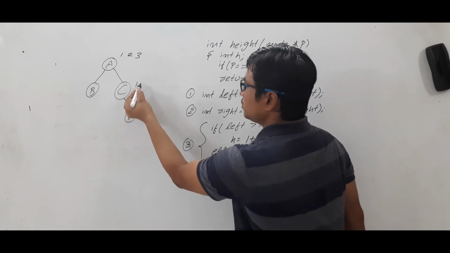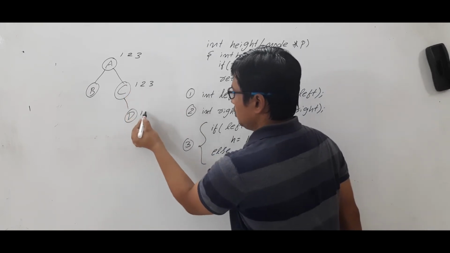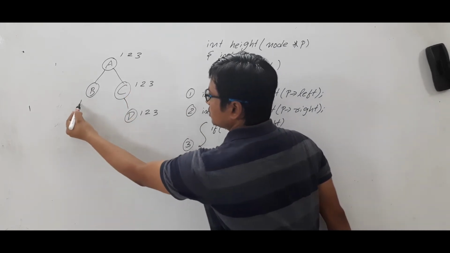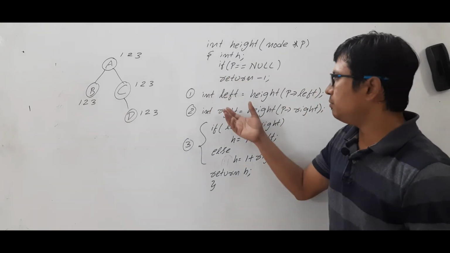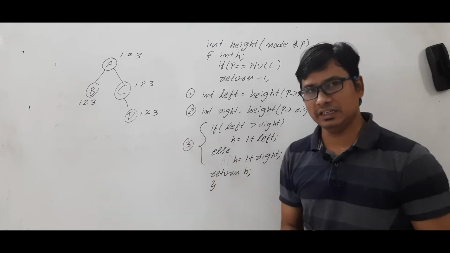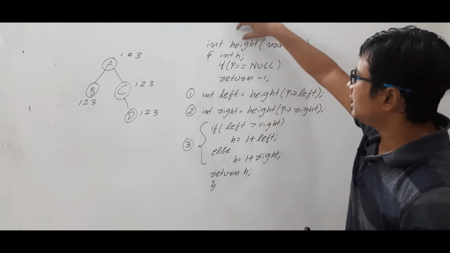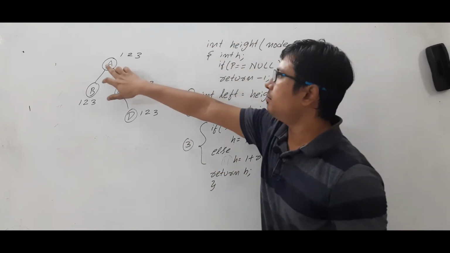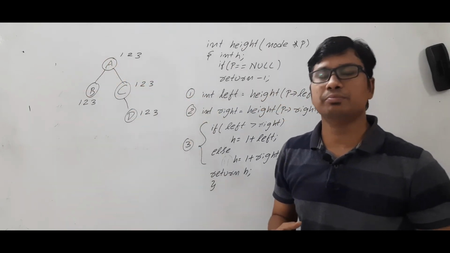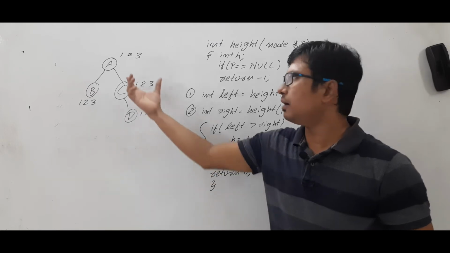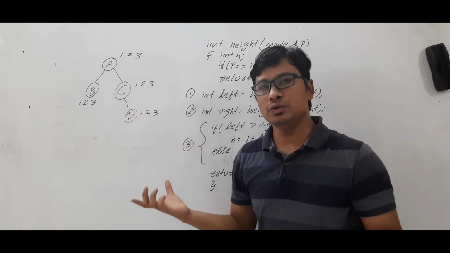Here also you need to do 1, 2, 3 steps. Here also you need to do 1, 2, 3 steps. Why am I writing like this? So that you will understand this concept very easily. Now let's check it. It is a double linked list, because we have already discussed how to represent the binary tree. Here I am representing the binary tree using a double linked list.